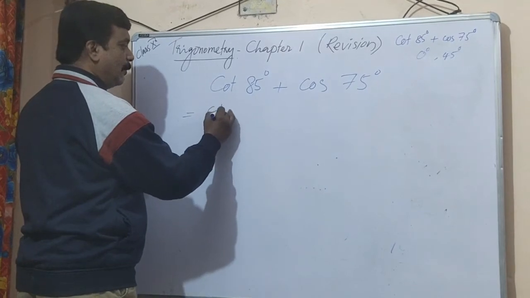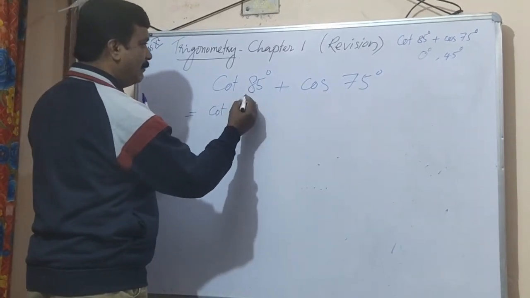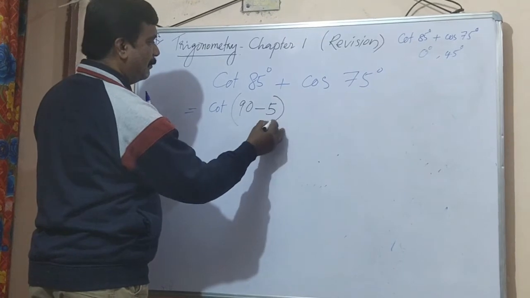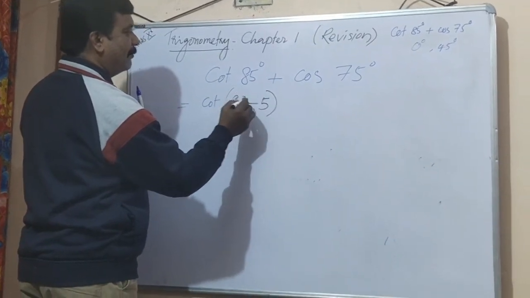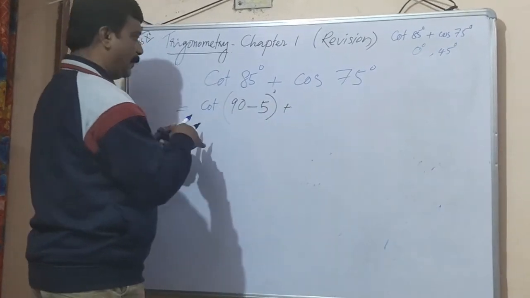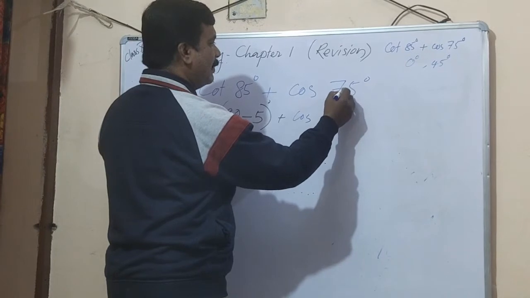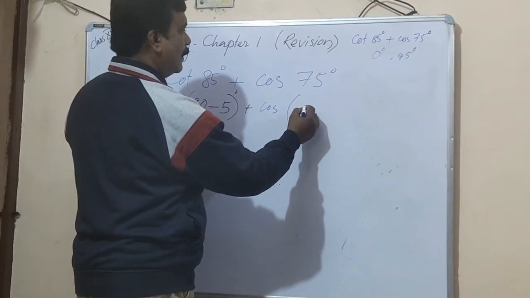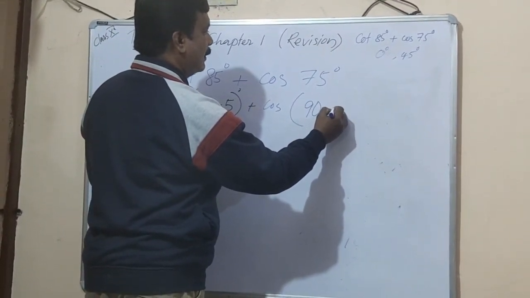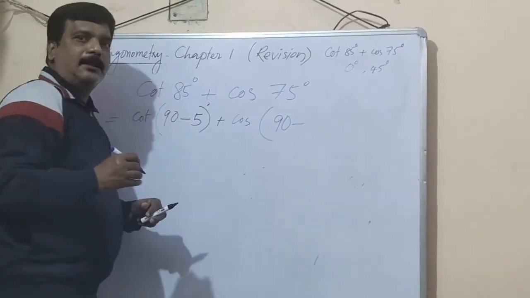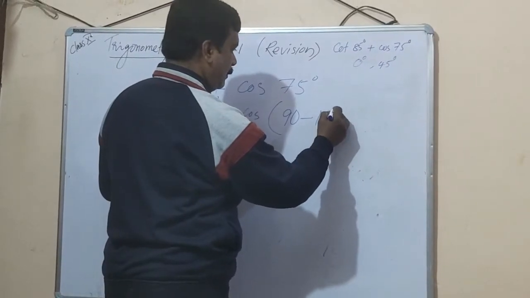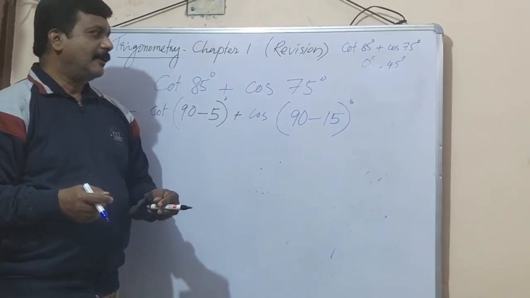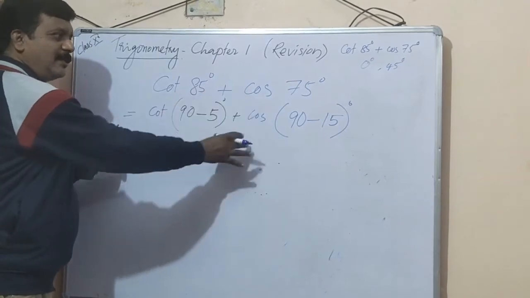We will look at the complement relations. This is equal to cot, and instead of 85 I am going to write 90 minus 5, plus cos 75. 75 I am writing as 90 minus 15. 90 minus 15 is 75. No problem, so these two steps are equivalent.